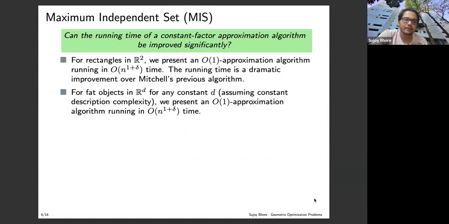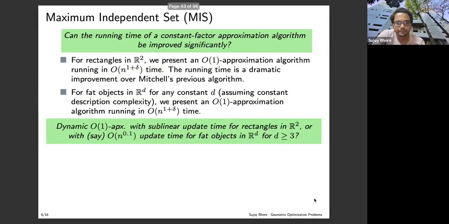What we show is that for rectangles in the plane, there is a constant factor approximation with running time n to the 1 plus delta. So this improves the running time significantly. And also for fat objects of constant description complexity, we give an order 1 approximation in n to the 1 plus delta time.